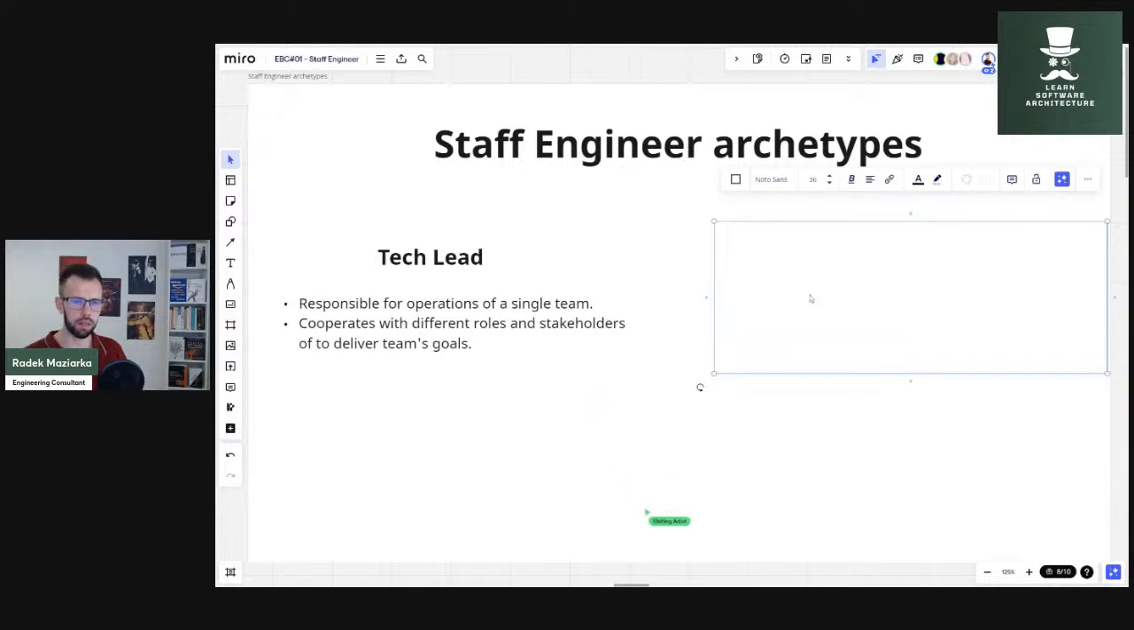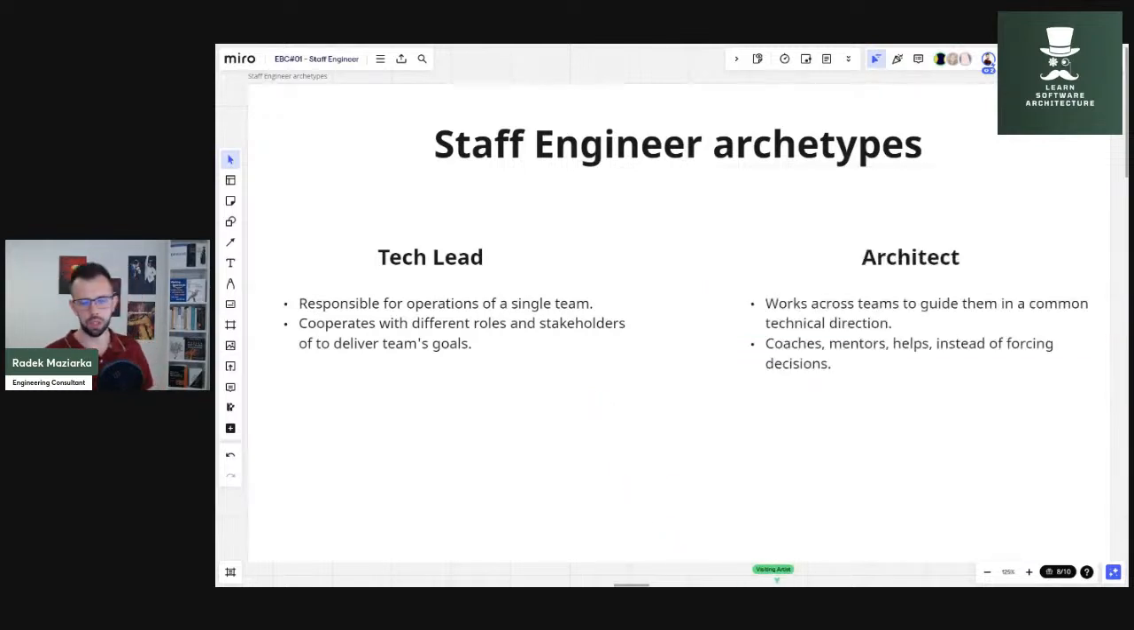The second archetype of staff engineer is architect. The staff engineer works as an architect across different teams to guide them in a common technical direction. Compared to the tech lead, who was focused on a single team, the architect has a much broader area of interest. Architects coach, mentor, and help different teams, instead of forcing specific decisions.